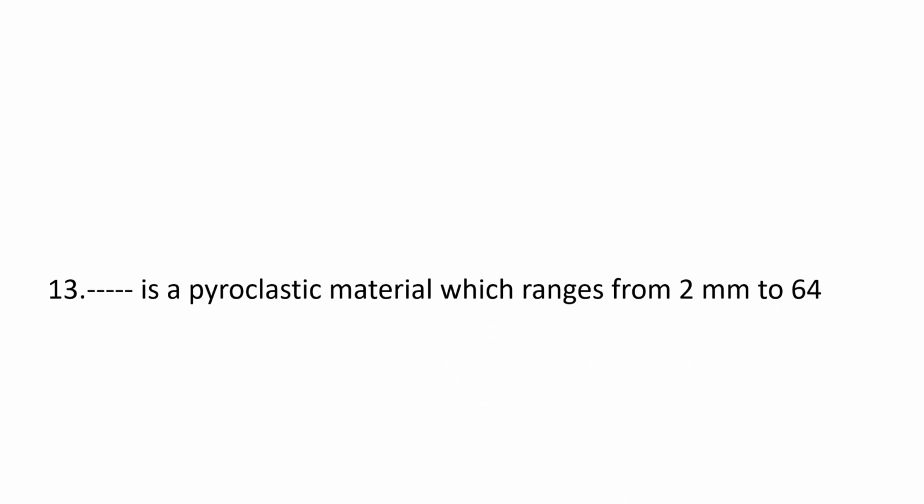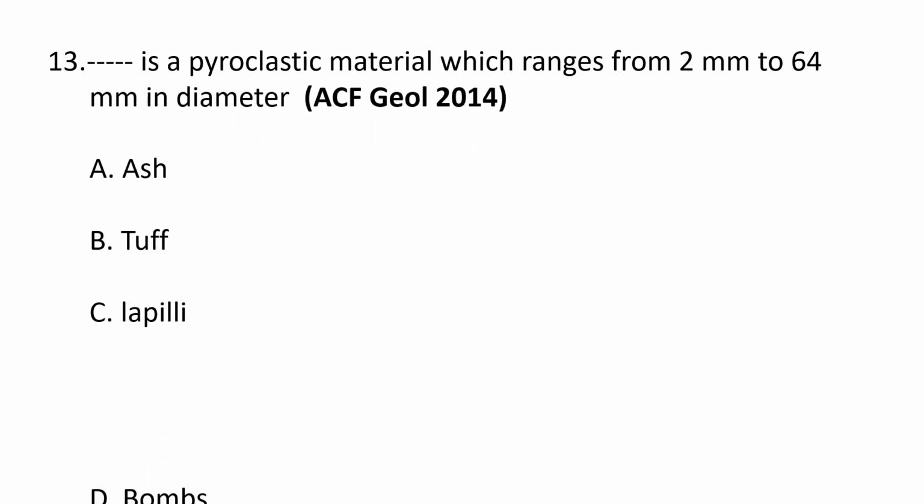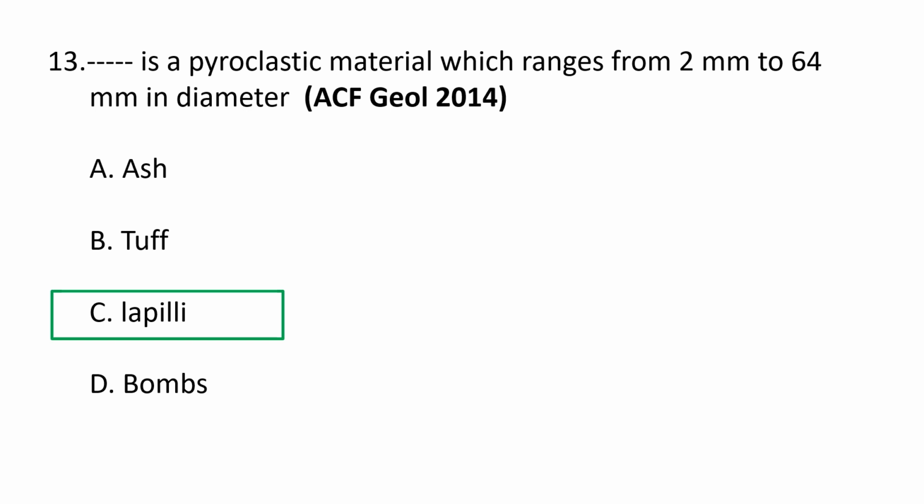Next question. Which one is a pyroclastic material which ranges from 2 millimeters to 64 millimeters in diameter? A. Ash, B. Tuff, C. Lapilli, D. Bombs. So the correct option is C, lapilli. By definition, lapilli range from 2 to 64 millimeters in diameter, and a pyroclastic particle which is greater than 64 millimeters in diameter is known as a volcanic bomb when it is molten, or a volcanic block when it is solid. So here the size range from 2 to 64 millimeters of pyroclastic material is lapilli. C is the correct option.